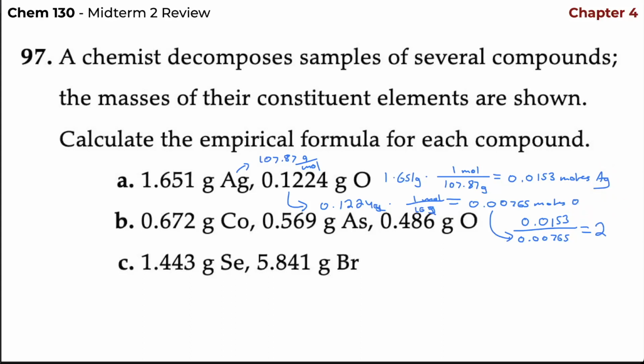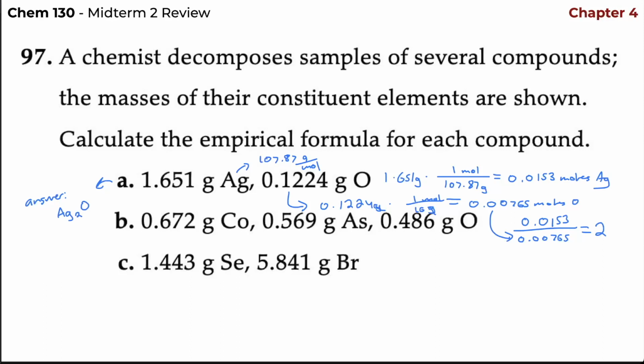So if we were going to write out this empirical formula, the answer would be Ag2O, right? And there we go. That's our empirical formula. And now moving on to the next one, right?